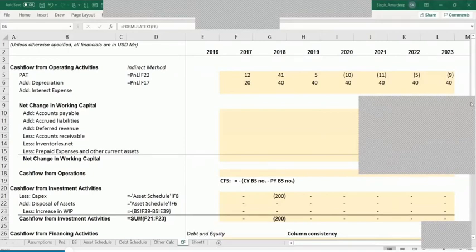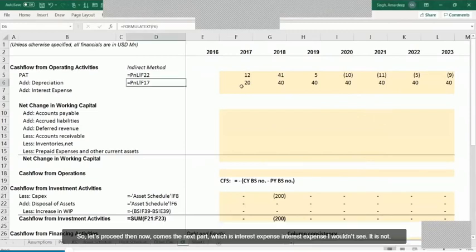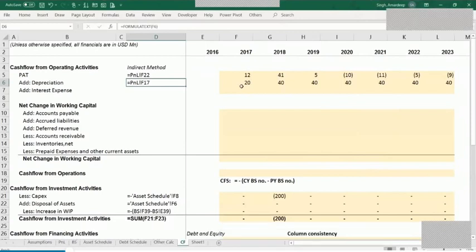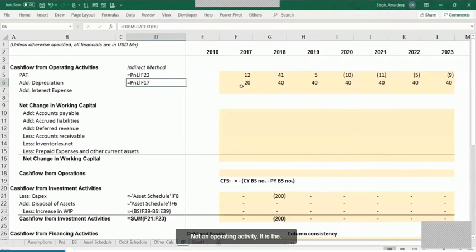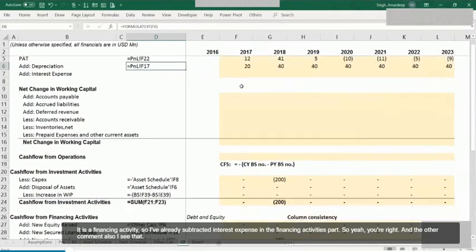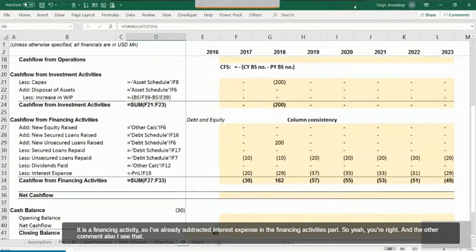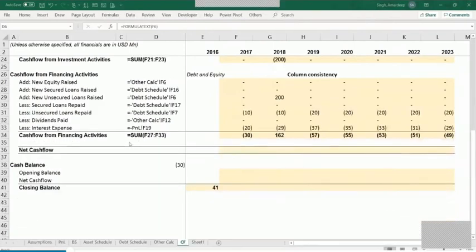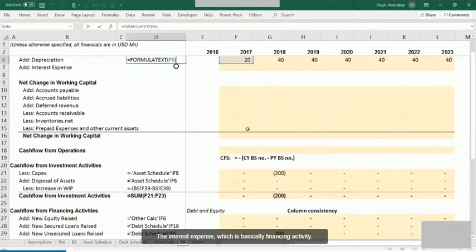Perfect. So let's proceed then. Now comes the next part, which is interest expense. Now, interest expense, I wouldn't say it is non-cash, but definitely it is not an operating activity. It is a financing activity. So I've already subtracted the interest expense in the financing activities part. So yeah, Pratmesh, you're right. And the other comment also I've seen that it is not just the non-cash, but also the non-operating criteria. So the non-operating part over here is the interest expense, which is basically the financing activity.